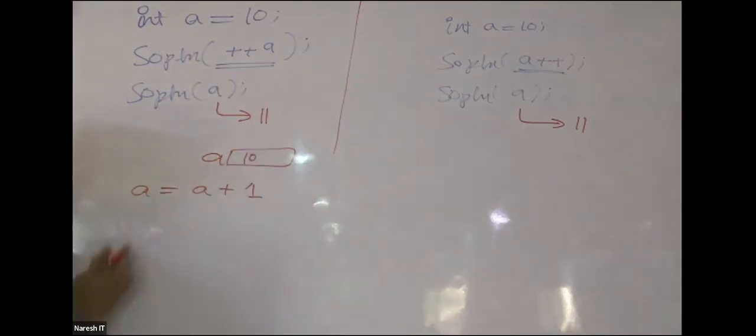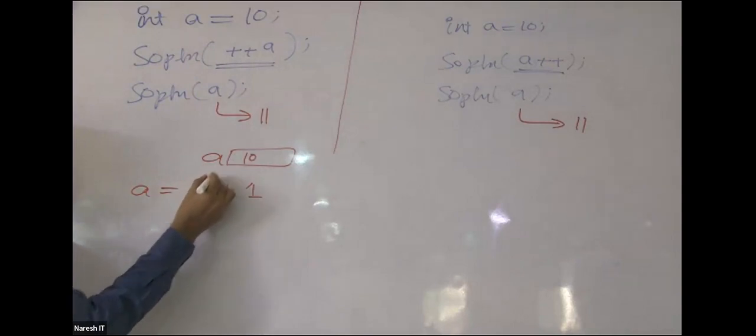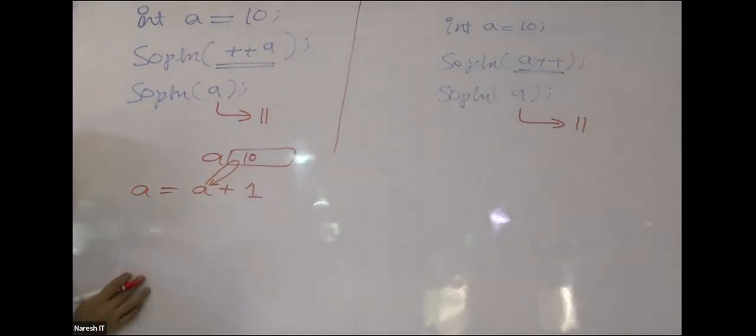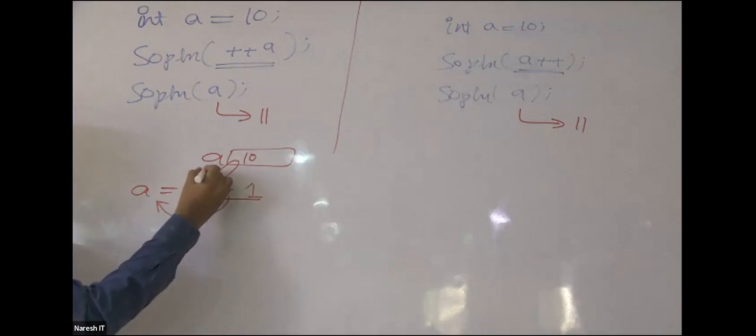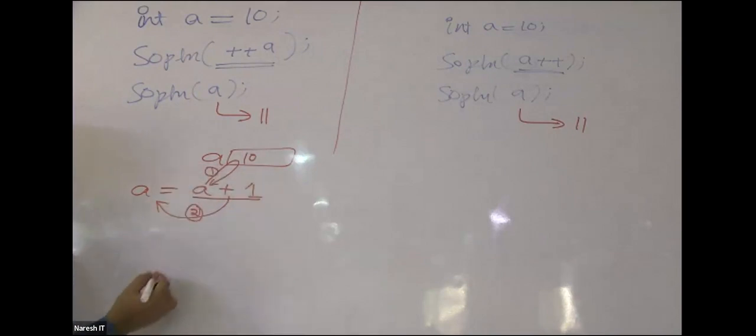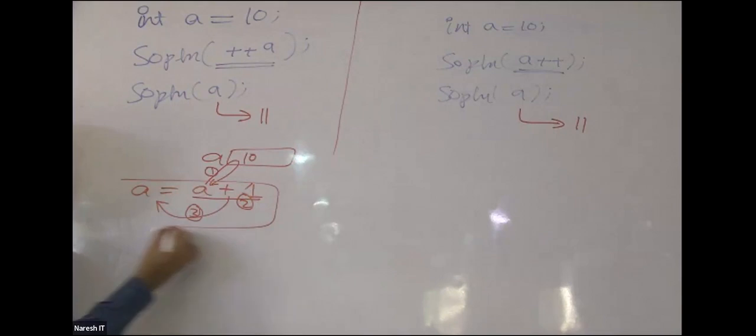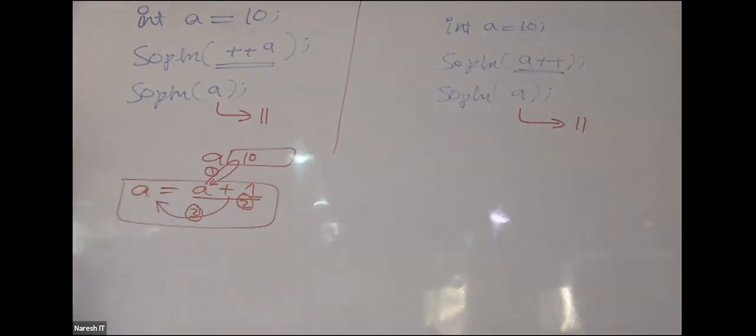Now on this variable a, what is the value of a? 10 first. When you write a equal to a plus 1, first it has to read the value, na? Then it has to increase, and then it has to store. So totally how many operations are happening? 3. First one, read. Second one, increase. Third one, store. These 3 operations' execution order will be different.